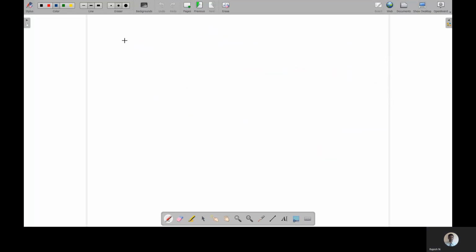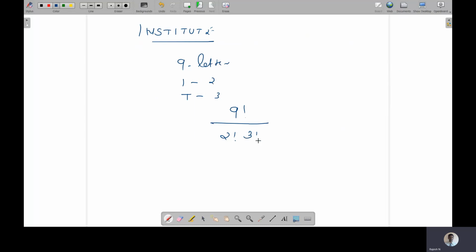Similarly, next one: Institute. In the word Institute, how many letters are there? Total 9 letters. Here I's are 2, then T's are 3. So the total number of permutations is 9 factorial by 2 factorial into 3 factorial. This is the way we are arranging the letters if some things are the same and some things are different.